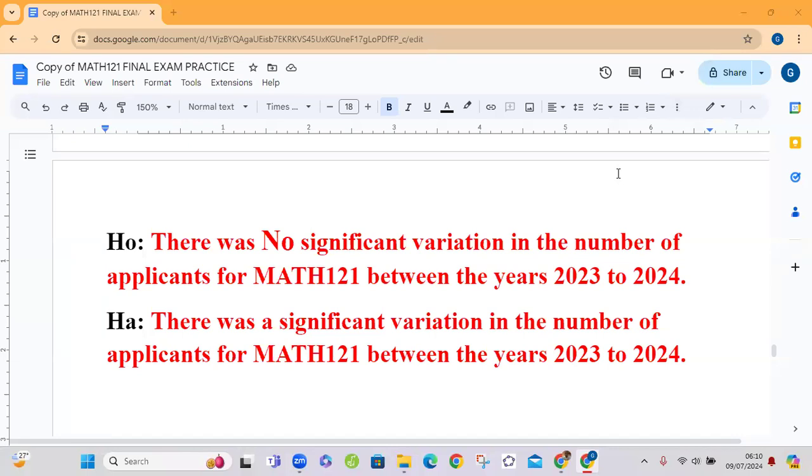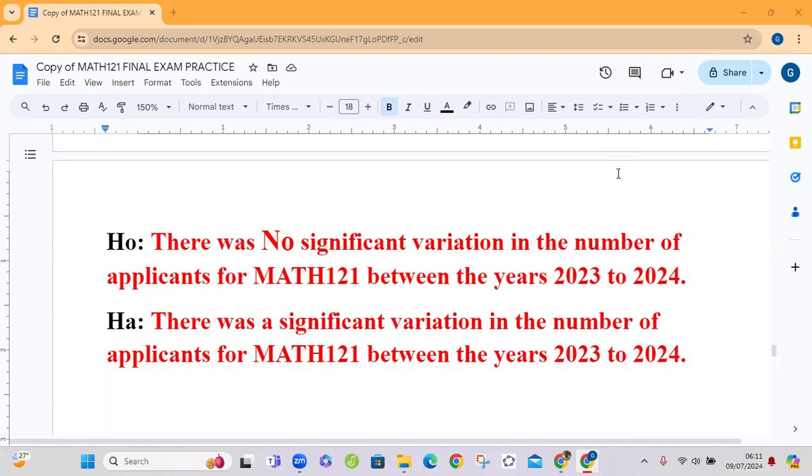So because this is a chi-square test for variation, the null will state that there was no significant variation in the number of applicants for Math 121 between the years 2023 to 2024. So the null is always the conservative one, okay? There's no factor affecting, all right? There's no significant variation in the number of applicants. That would be for the chi-square test for variation. And the alternative will be saying that there is a significant variation.